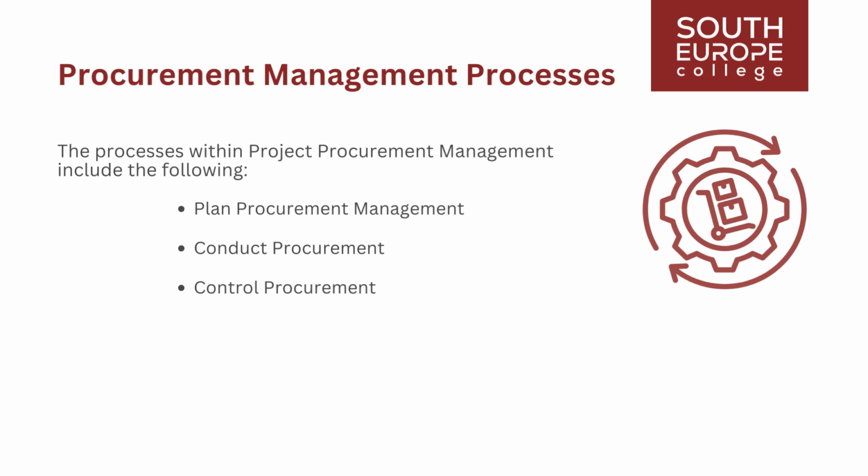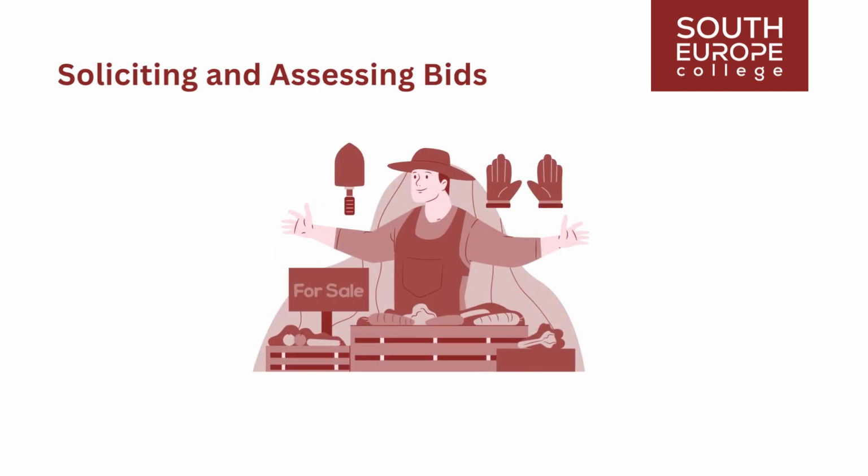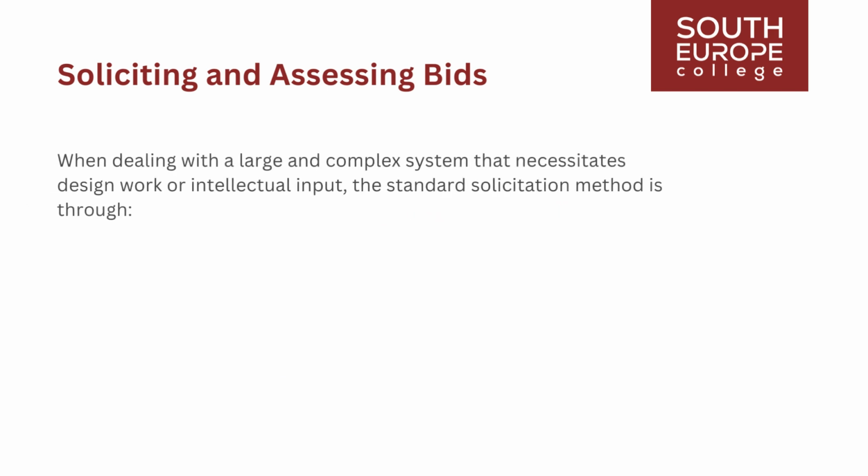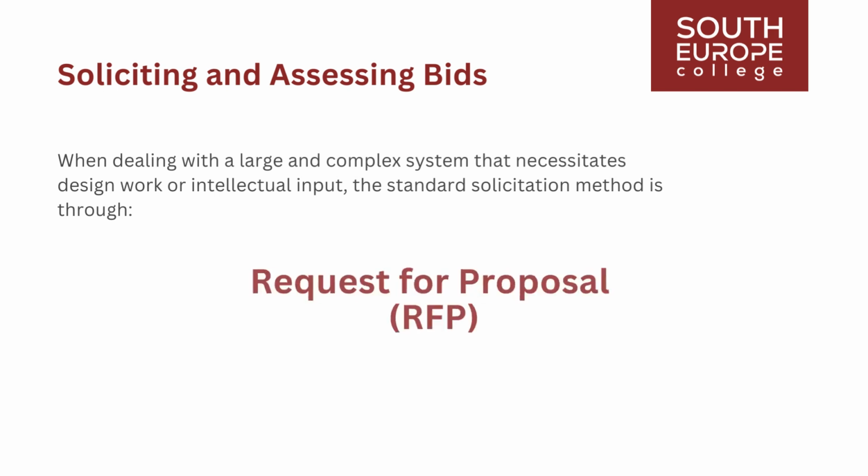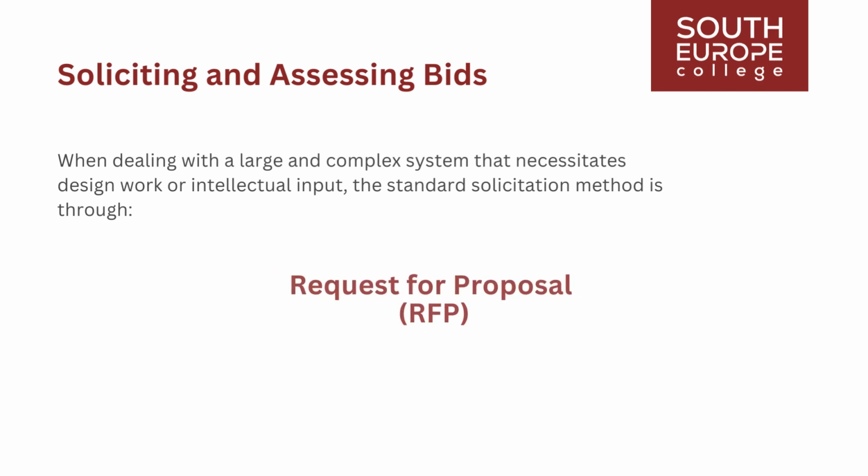Although these procurement processes are presented as distinct with defined interfaces, in practice, they can be intricate, interacting with each other and with processes in other knowledge areas. Potential vendors are invited to submit bids once the decision to acquire goods or services is reached. When dealing with a large and complex system that necessitates design work or intellectual input, the standard solicitation method is through a request for proposal, RFP. A request for quotation, RFQ, is employed for well-defined or straightforward items to seek a simple price quote.